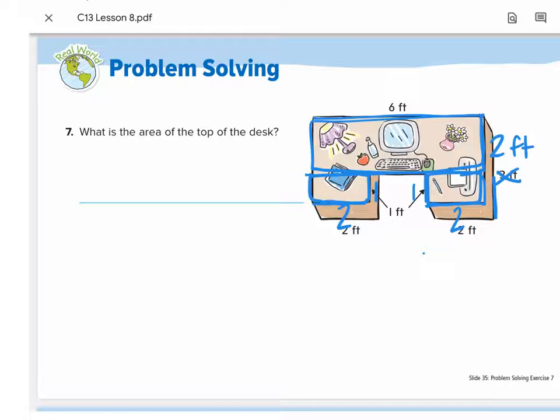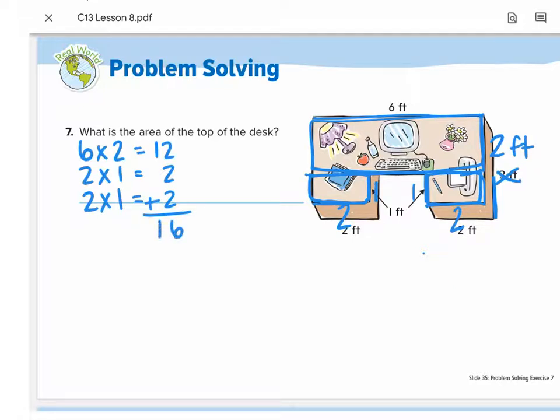Okay, so 6 times 2, 2 times 1, and 2 times 1. 6 times 2 is 12, 2 times 1 is 2, and 2 times 1 is 2. Add those 3 rectangle areas together, 12, 14, 16. So the total area of the top of the desk is 16 square feet.